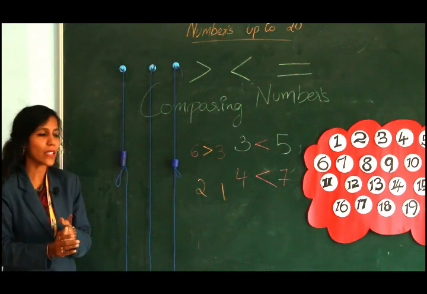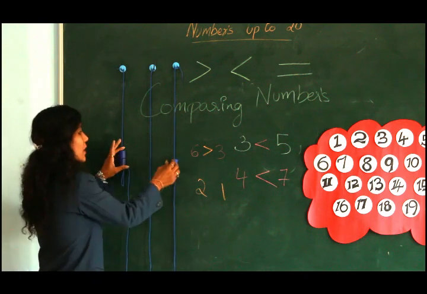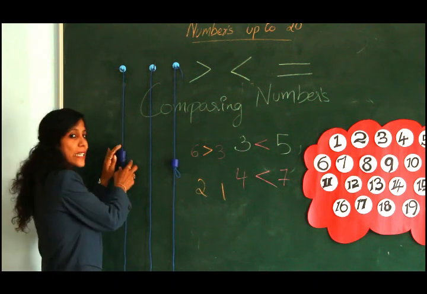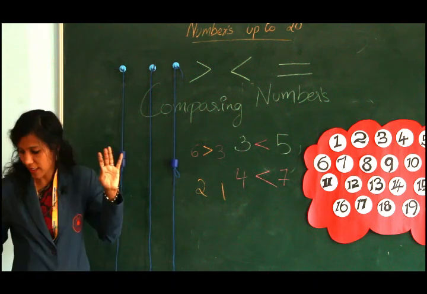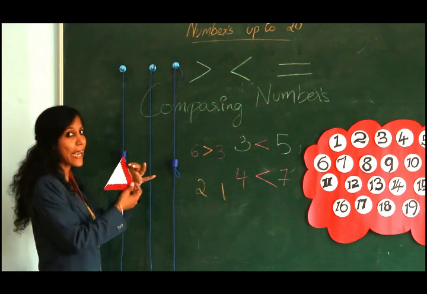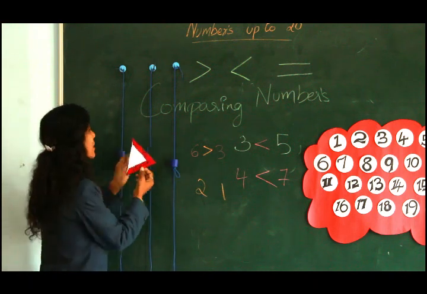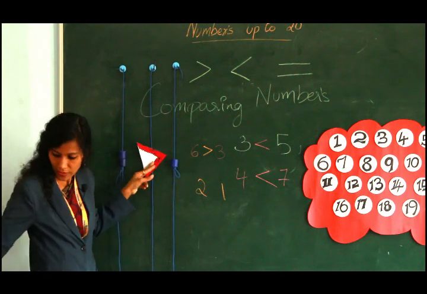So 2 and 1. Here 2 beads, here 1 bead. 2 and 1. So which number is more? Definitely the number on the right side. So which symbol comes? Alligator's open mouth towards right. So the symbol is called greater than.